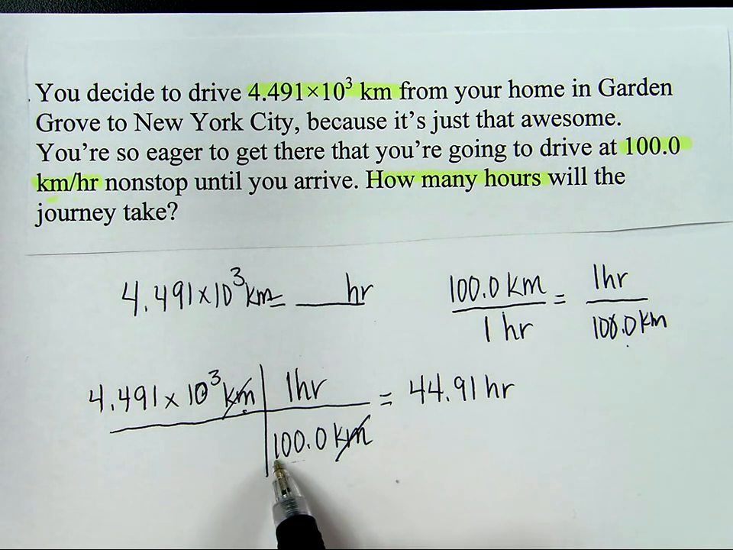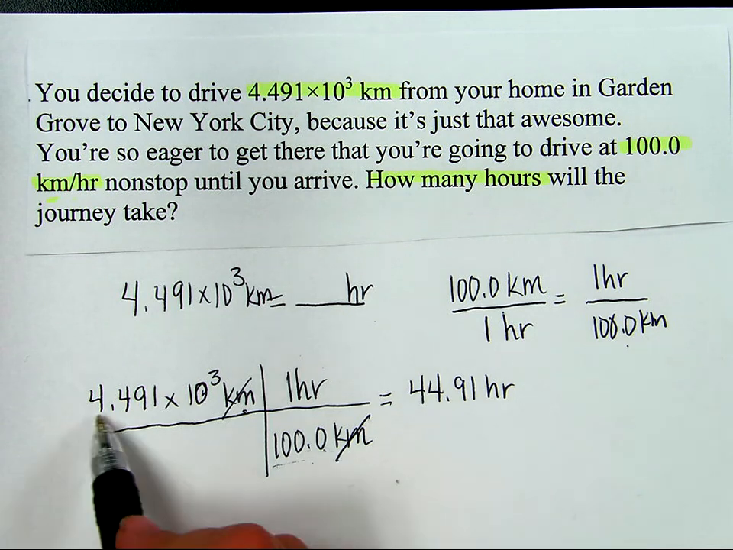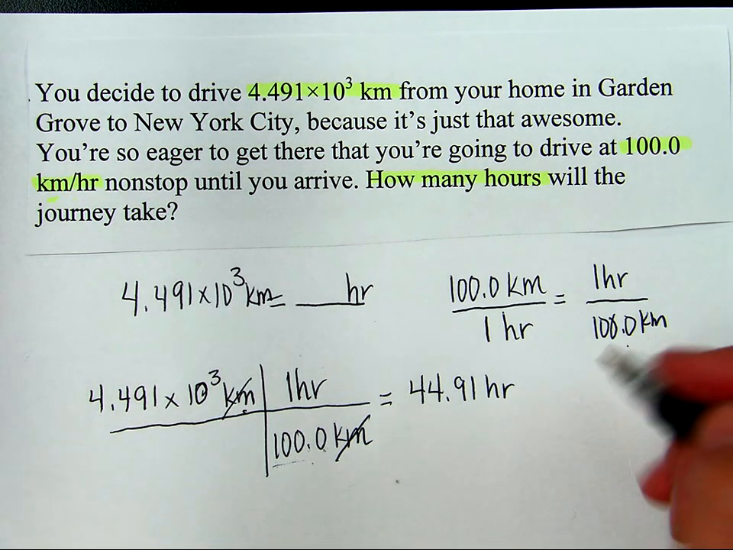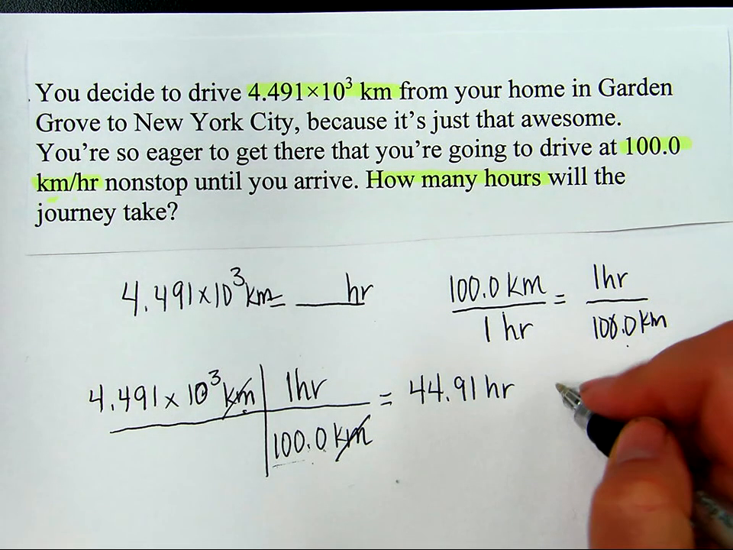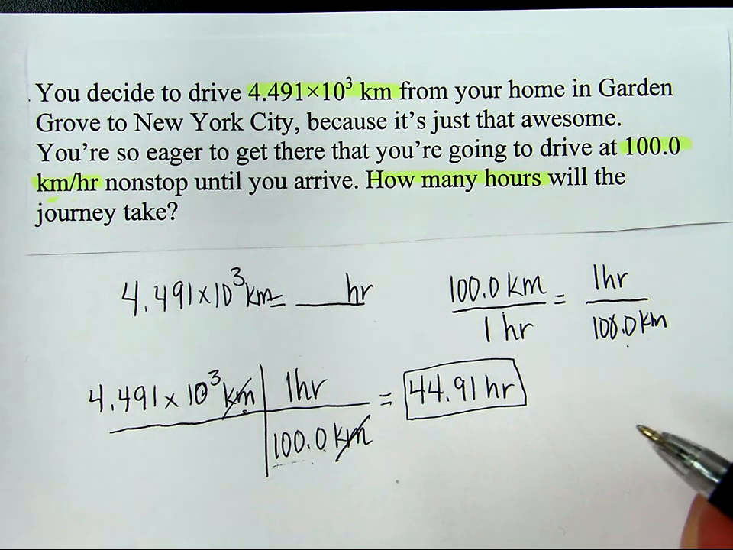I have 1, 2, 3, 4 significant figures here. This 0 is significant because it follows a number and the decimal point. So 4 sig figs here, and 1, 2, 3, 4 sig figs here. So my answer should have 4 significant figures, which it does. And we're just going to box it out, and we're done.